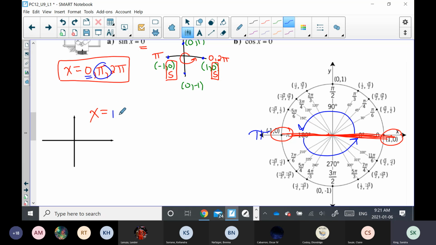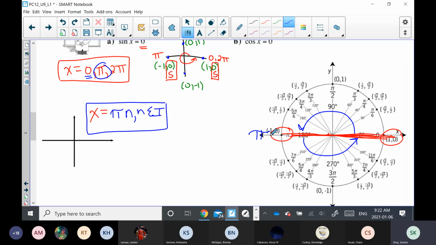You're just going to say the solution is pi n, because I could take this pi and keep adding another pi, or another pi to it. And then we would say n belongs to the set of integers. That would be my general solution. It'll start making more sense once you see cos and how we would do that.